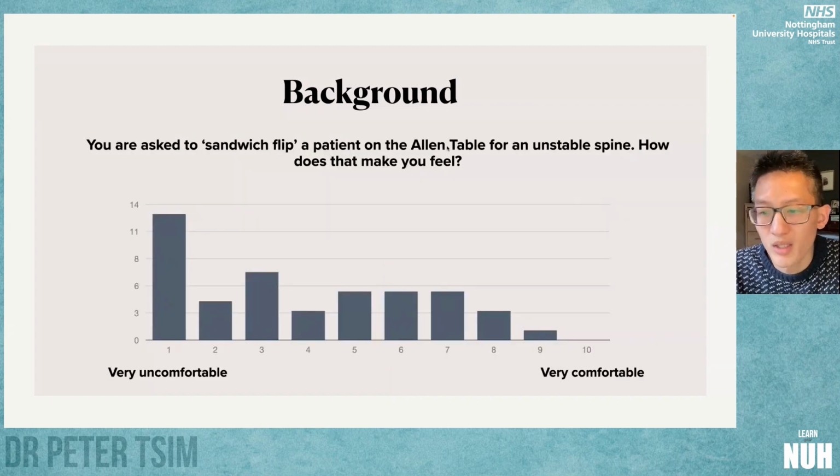When we started doing this work, we conducted a survey of all the anaesthetists in the hospital at the time. That was consultants and trainees, those who did regular spines and also those who didn't. This was one of the questions: you're asked to sandwich flip a patient on the Allen table for an unstable spine. How does it make you feel? You can see that most people tend towards the uncomfortable end of the spectrum.